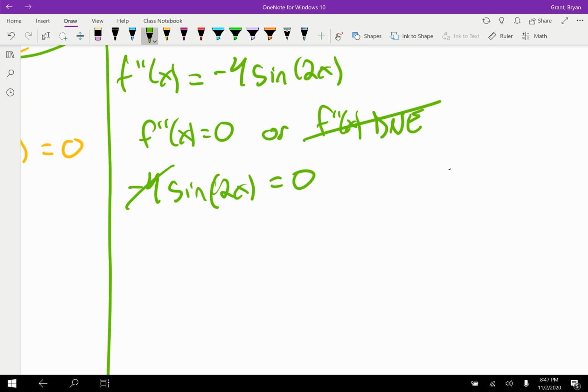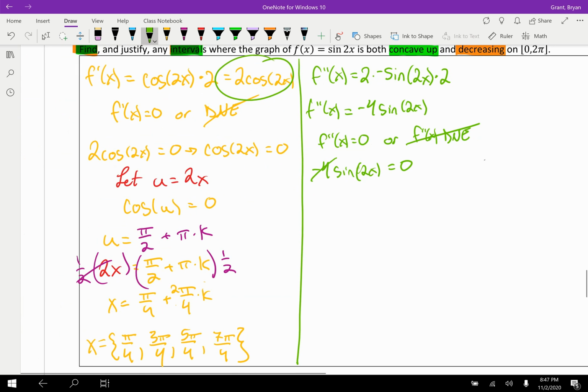Sine of 2x is really going to be the exact same thing that we did before. You can let u equal 2x. You're going to get sine of u equals 0. Sine equals 0 at 0 plus pi k this time. So we can show that step. It's going to equal 0 plus pi k. When we do the substitution, 2x, and then multiply both sides by a half, we're going to get our actual value that x is equal to 0 plus pi over 2 k.